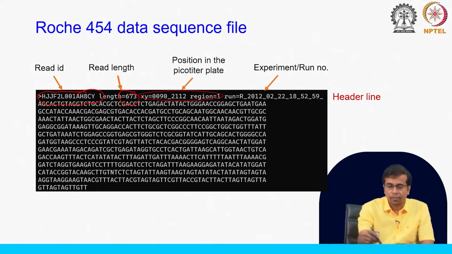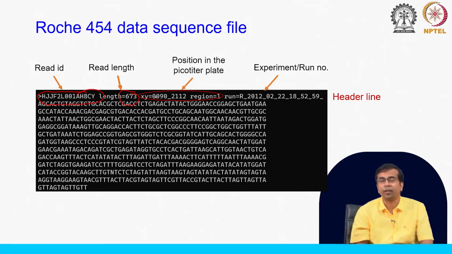Then the xy is the position in the picotiter plate, and xy and region give you the position in the picotiter plate. If you remember these picotiter plates where you have these wells, each well contains one bead, right, and on the bead you have these DNA fragments. Okay. So, this gives you the position in the picotiter plate. And then followed by that you have this run number or experiment number, right. So, probably you can see the date and the time when this experiment was run, and this kind of information is there.